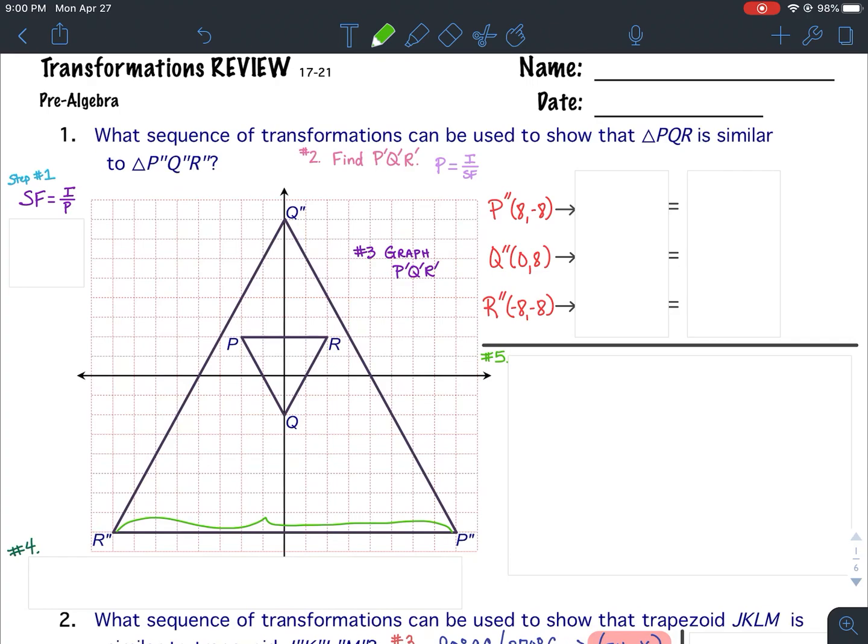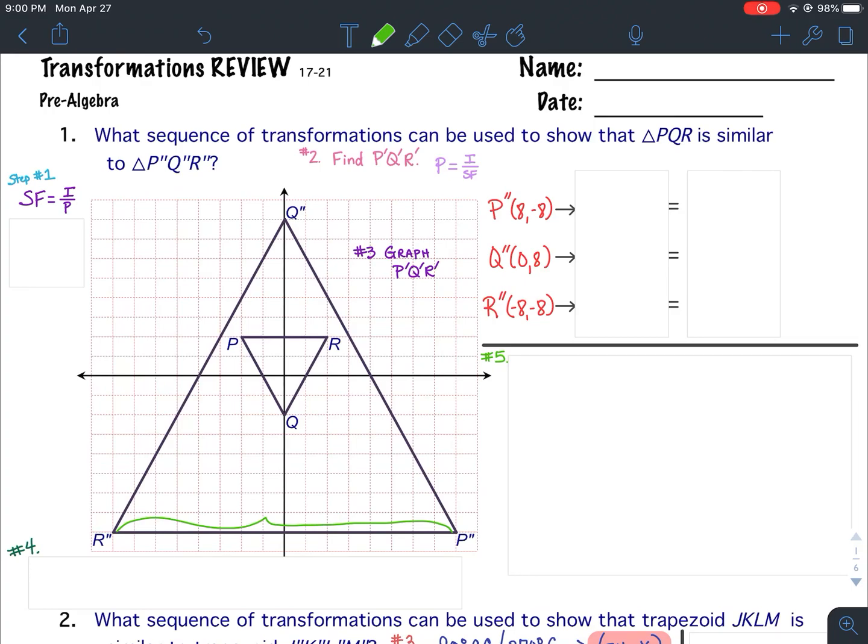What sequence of transformations can be used to show that triangle PQR is similar to triangle P double prime, Q double prime, R double prime? Well, when you look at the two triangles, they're clearly different sizes, and if they're clearly different sizes, we know there has to be a dilation. And we learned in lesson 21, if you have a dilation, then you want to work backwards to find your answer. The easiest way to do the problem is to work backwards.